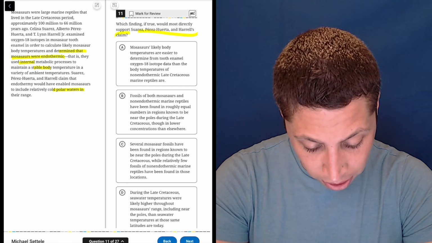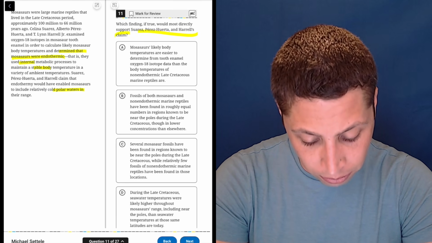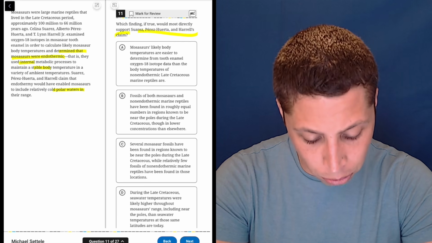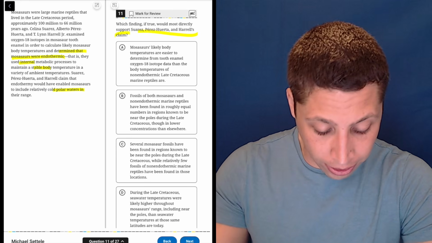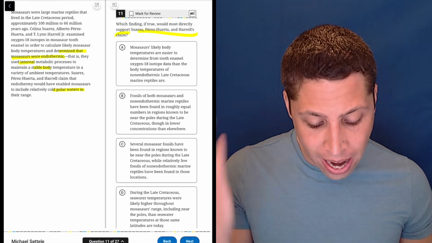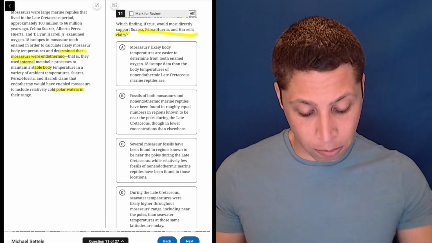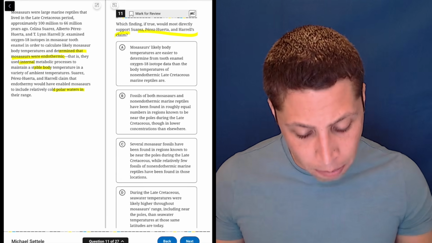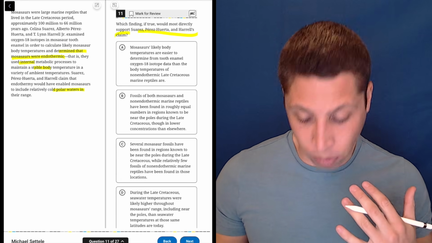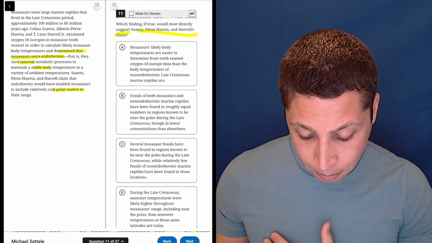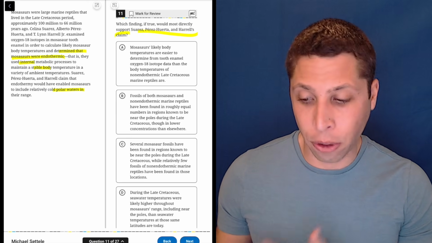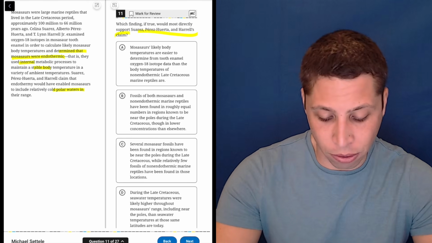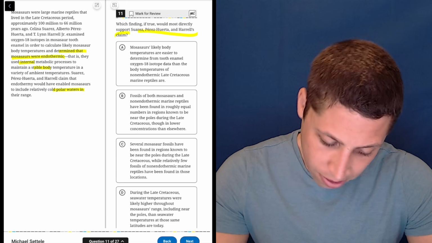Fossils of both mosasaurs and non-endothermic marine reptiles have been found in roughly equal numbers in regions known to be near the poles during the late Cretaceous. Okay, that seems related because it mentions a lot of the key things, but if it's saying that non-endothermic and endothermic marine reptiles are in equal number, then there would be no difference, right? So they want to, I think, claim that because they're endothermic, these things could go to these places. Maybe B is right. I don't know. That seems off.